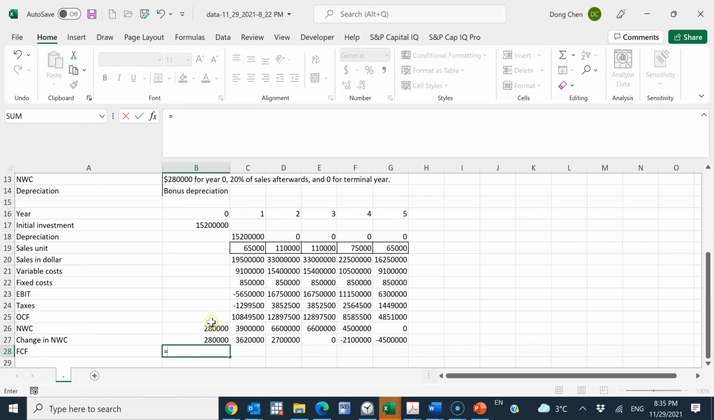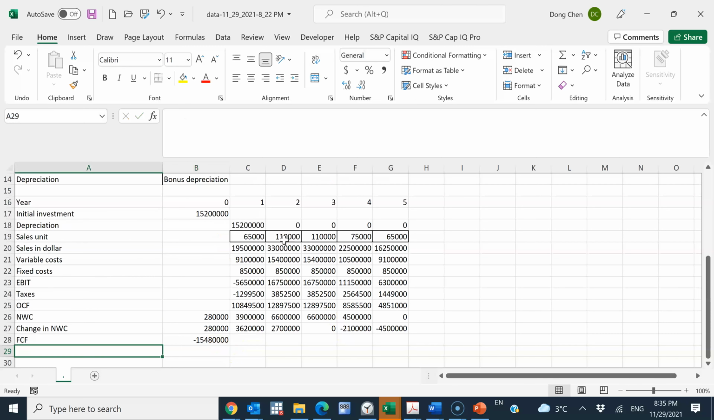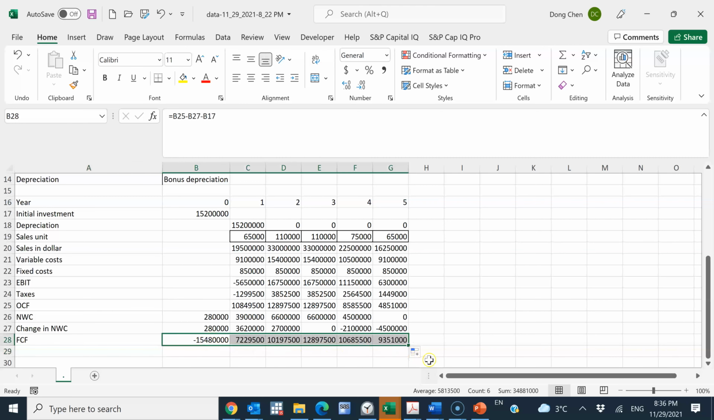So now I have everything ready in order to calculate the free cash flow. Free cash flow will be operating cash flow for this particular year 0. Operating cash flow is empty, but still I need to put that cell value here because later on I want to drag it to the other years, so Excel can automatically give me the right answer for each year for the free cash flow. Then it's the operating cash flow minus the change in net working capital, and then minus the initial investment or capital expenditure. So that's my free cash flow for all. I extend that for all these years. This is what the free cash flow looks like.